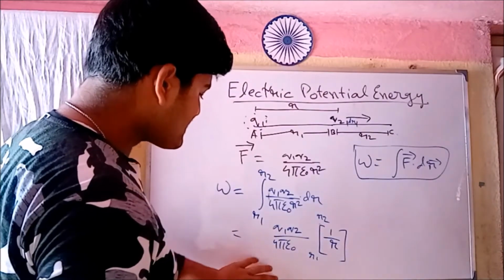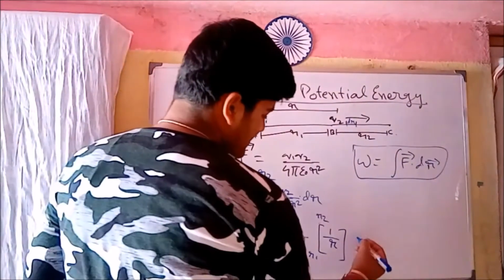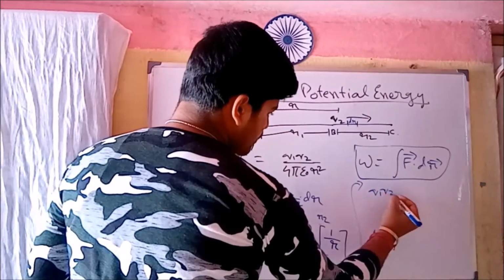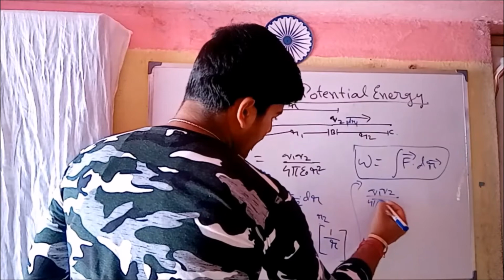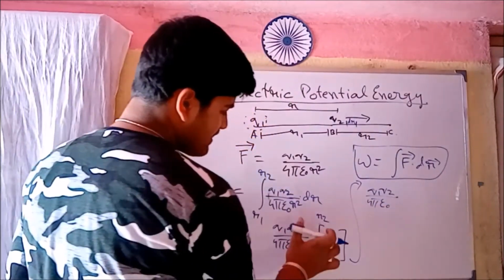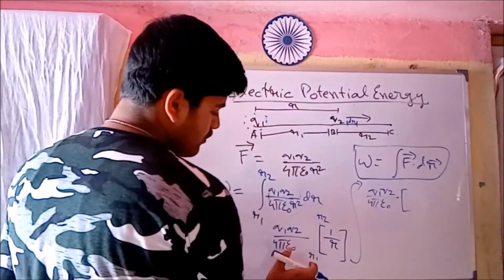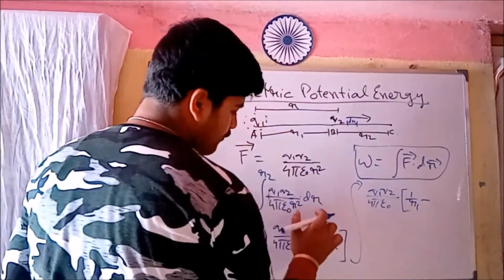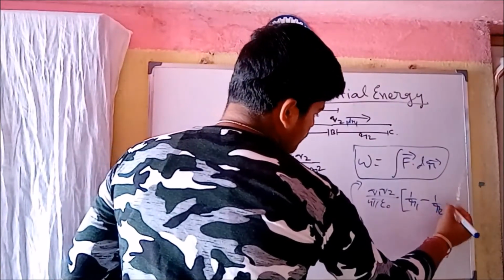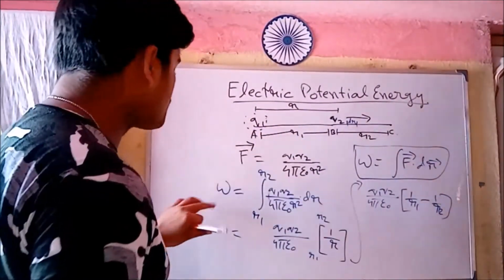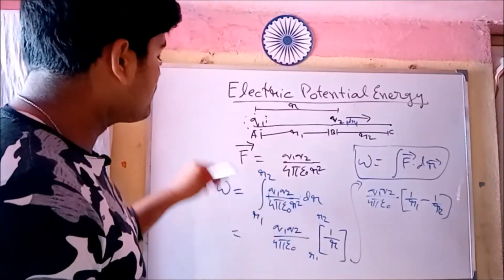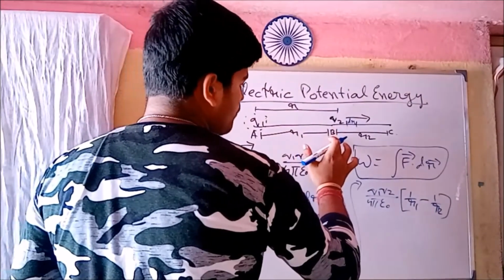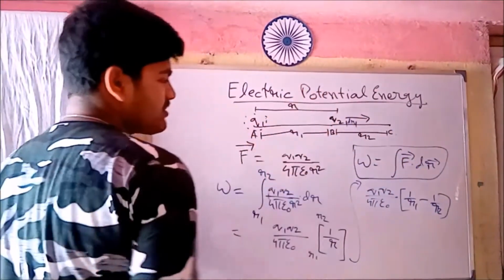So this case is incomplete. Let us complete this case. Come over here, it will be Q1 Q2 by 4 pi epsilon naught, and first we will be putting the value of 1 by R1 minus 1 by R2, which is equal to the work done by the body to shift its position from B to C. There is a charge Q2 to shift.